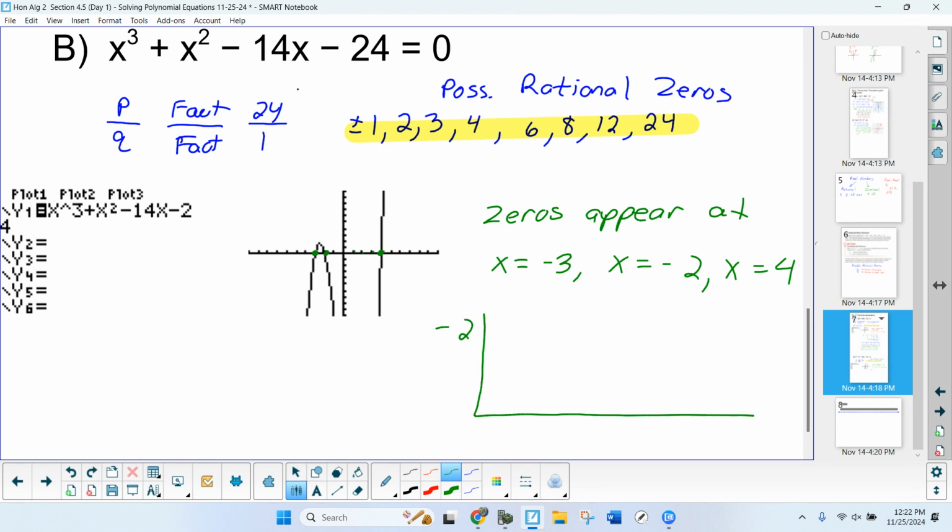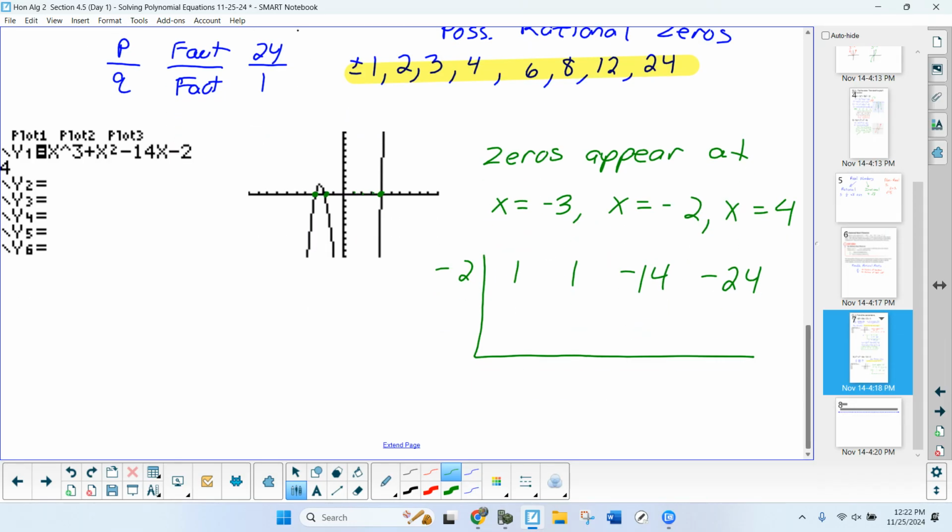All right, what goes on the inside, Addie? 1, negative 14, negative 24. And remember it said x equals negative 2, so I put the negative 2 out there. Let's go ahead and do the math. Bring down the 1, multiply, negative 2. Add, negative 1. Multiply, 2. Add, negative 12. Multiply, 24. Add, 0.